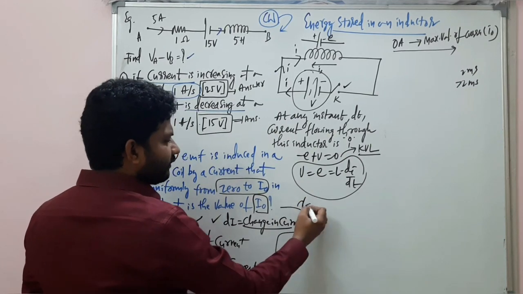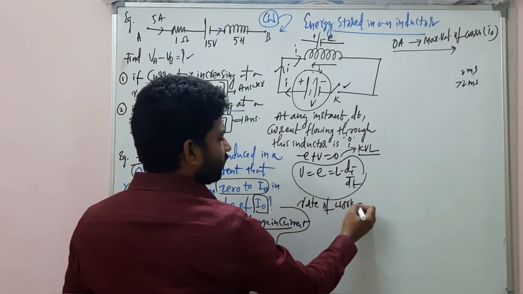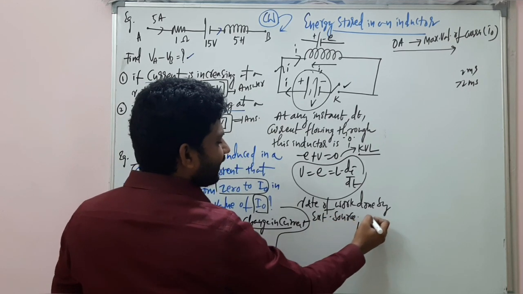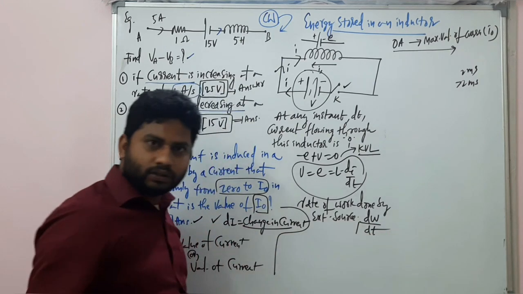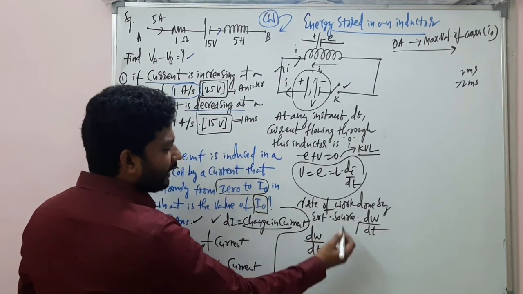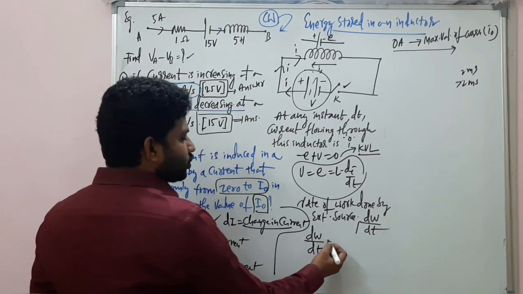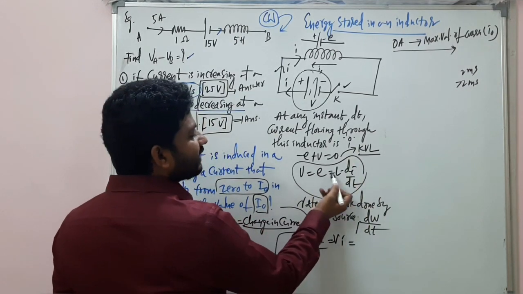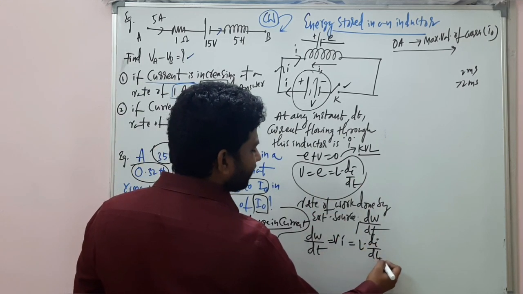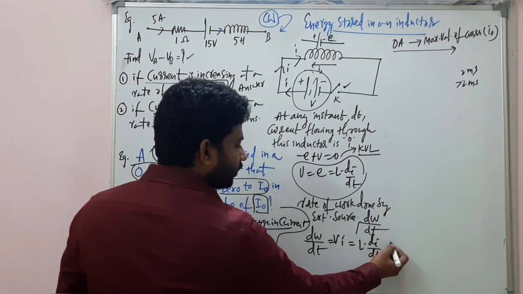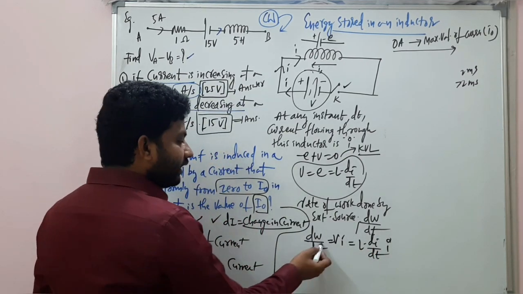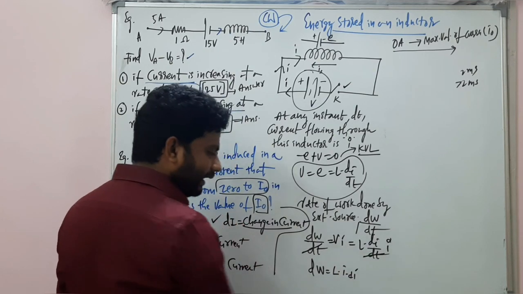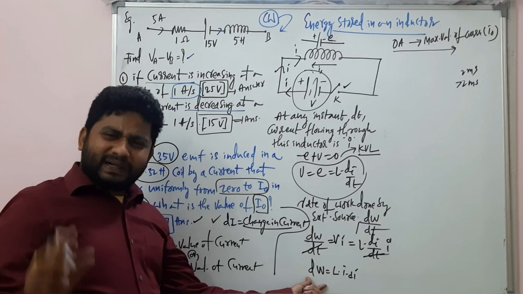So the rate of work done by the external source is dW by dt. So dW by dt is called power. Yes or no? So power is equal to V into I, my dear students, where V is E, which is L into di by dt. So V is L into di by dt, into I. So dt gets cancelled here, so dW is equal to L into I into di. So this is at a particular instant.